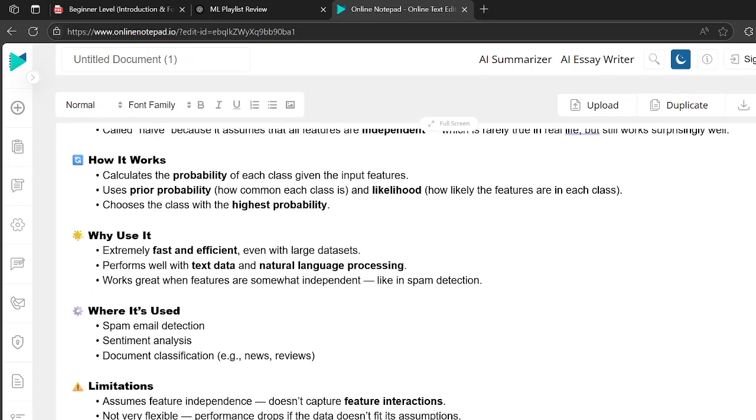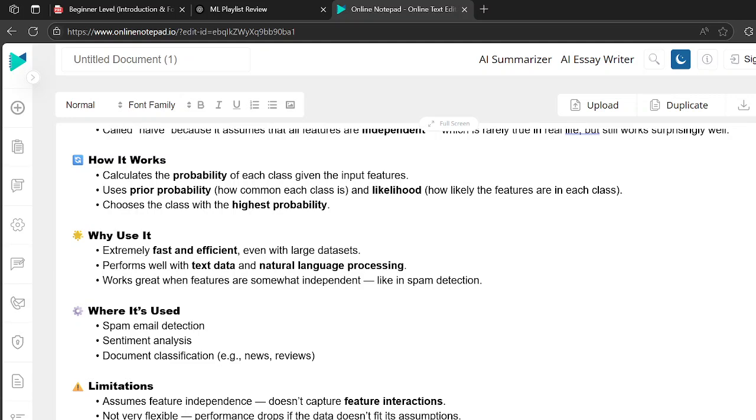So let's check how it works. It calculates the probability of each class given the input features, right? You are given the probabilities of each of the classes. It basically just calculates those using prior probability, like how common each class is, and likelihood, how likely the features are in each class. It chooses the class with the highest probability, right? So what does this mean?